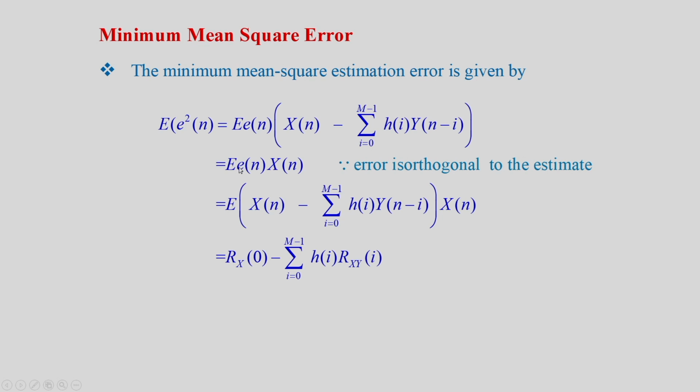Now, I can expand e(n), that is x(n) minus the summation of h(i) into y(n minus i), i going from 0 to M minus 1, and then multiplied by x(n). If we simplify, this will become Rx(0) minus the summation of h(i) into Rxy(i), i going from 0 to M minus 1. This is the expression for the mean square estimation error.